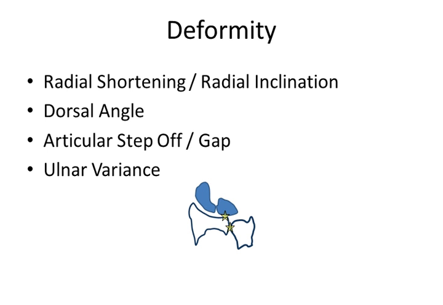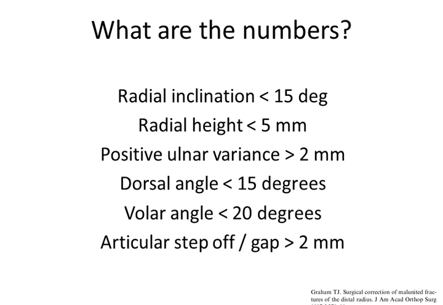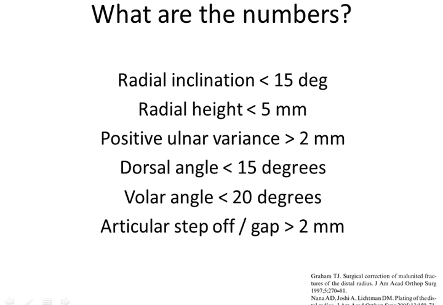So the question now is how much? So these are the numbers based on some papers. If your radial inclination is less than 15 degrees, you should do something. Your radial height is less than 5 millimeters, or ulnar variance is more than 2 millimeters, or dorsal angle is more than 15 degrees, or volar angle is more than 20 degrees, or any step off or gap of more than 2 mm. This is the so-called accepted parameters for treatment.